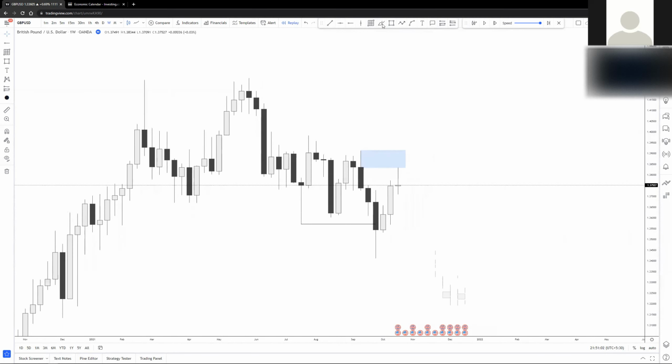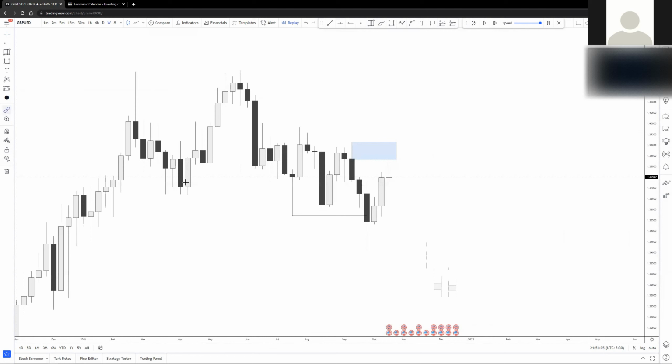What can we expect? We can expect price to fall down until at least the imbalance gets filled, so you have a 90 pip sell at least. We do not know, because we're not going to directly sell when price gets here. We're going to wait for a lower time frame breakout structure, and all of that good stuff.